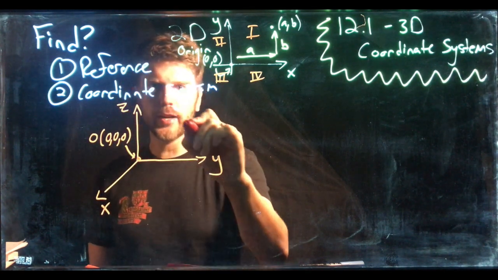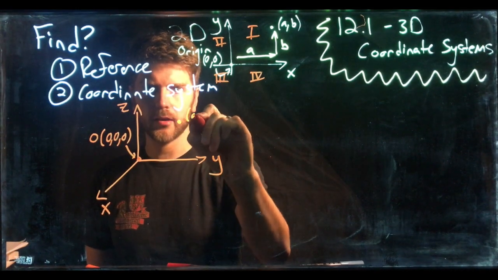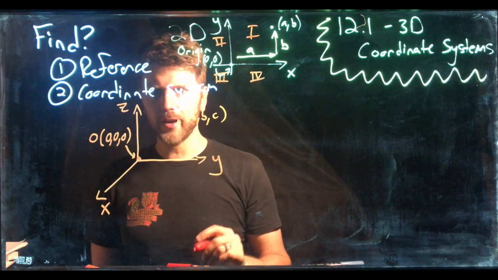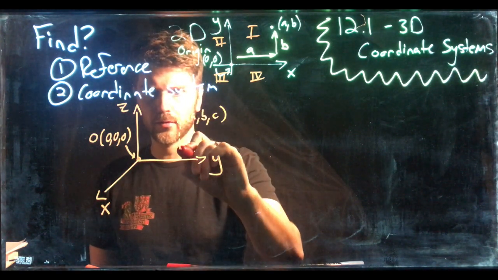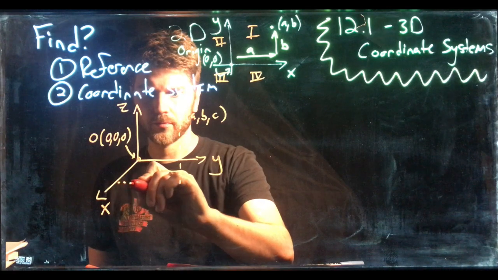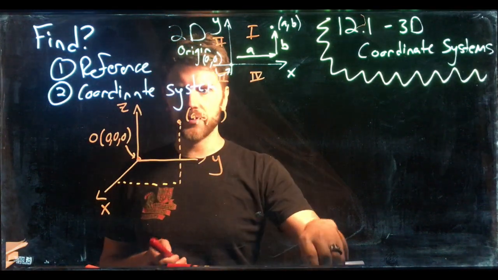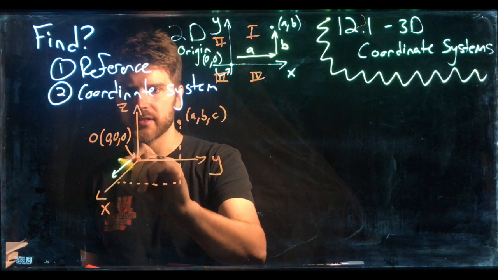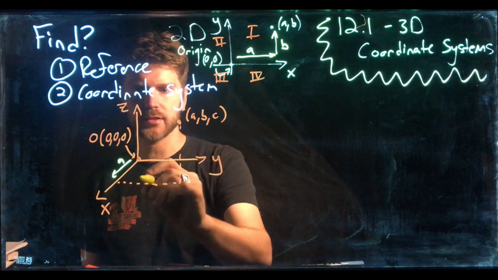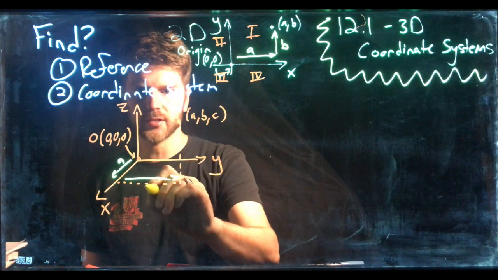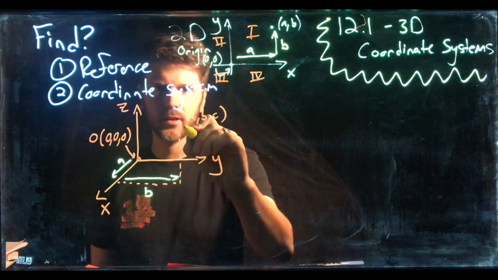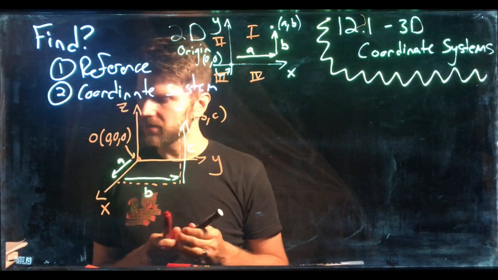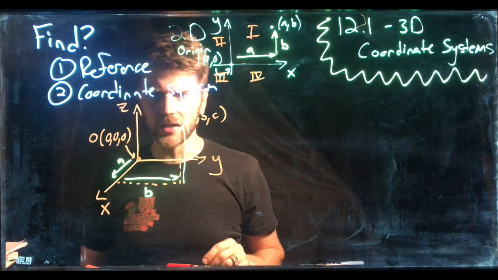And let's say we want to locate some point (a, b, c). Well, what we're going to find is that that's some point where we have come out some distance a along the x-axis, we have come out some distance b parallel to the y-axis, and then we have gone up some distance c parallel to the z-axis. And now this gets a little bit tricky to plot sometimes.